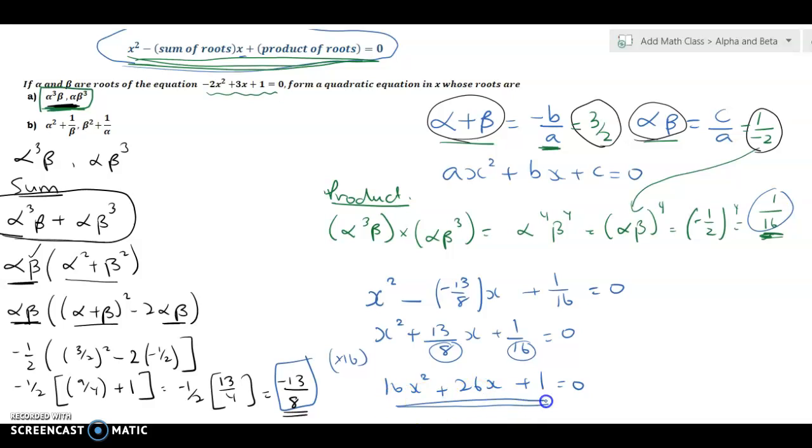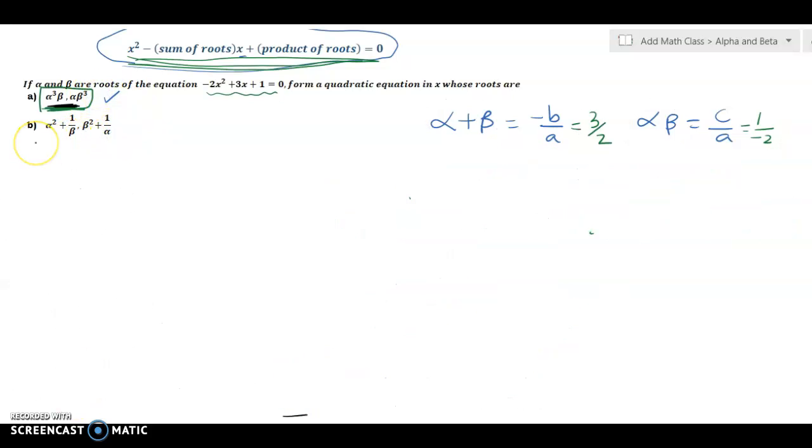Okay, everybody, so this is the end of part A. Now to go about the same steps to find the solution for part B. Part B, I have been given two other roots. So again, I find the sum of these roots and then the product.